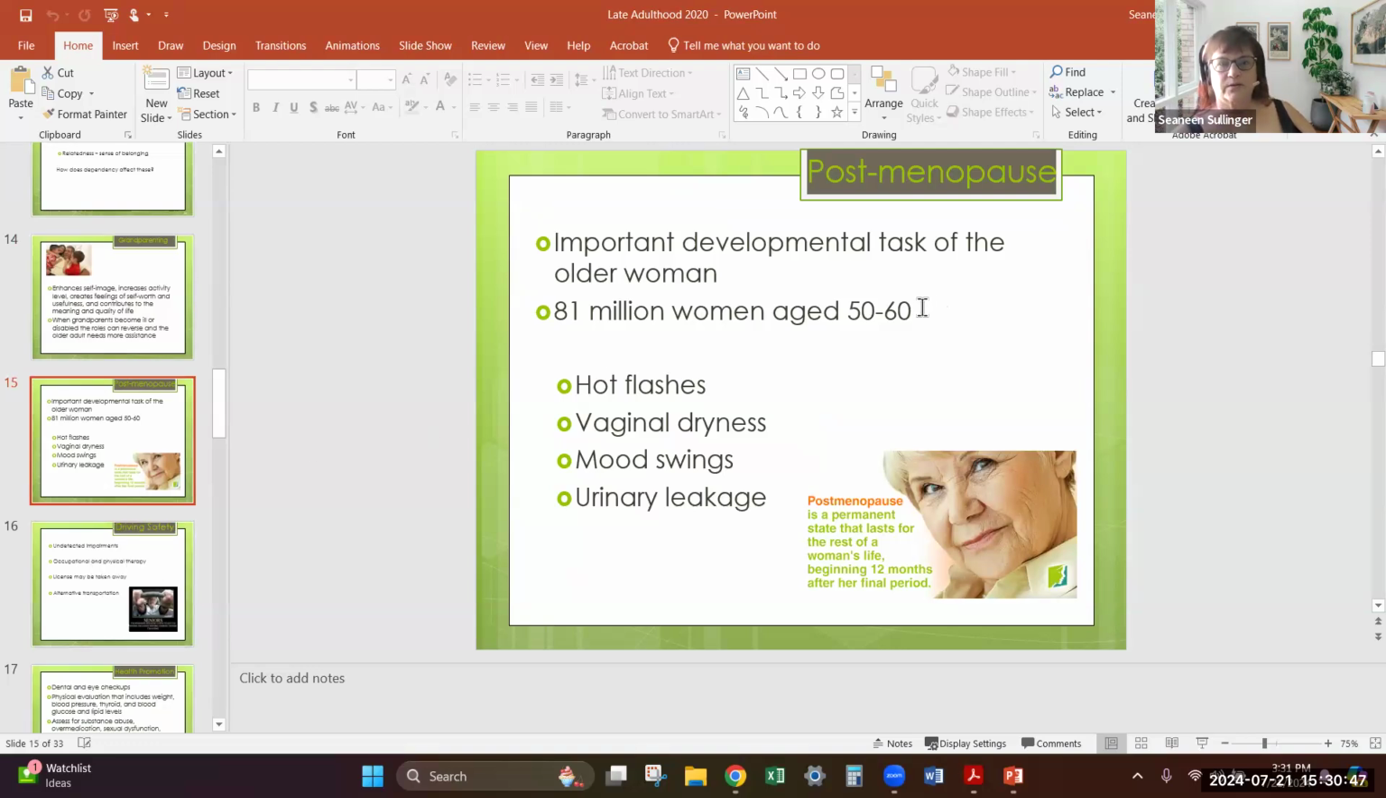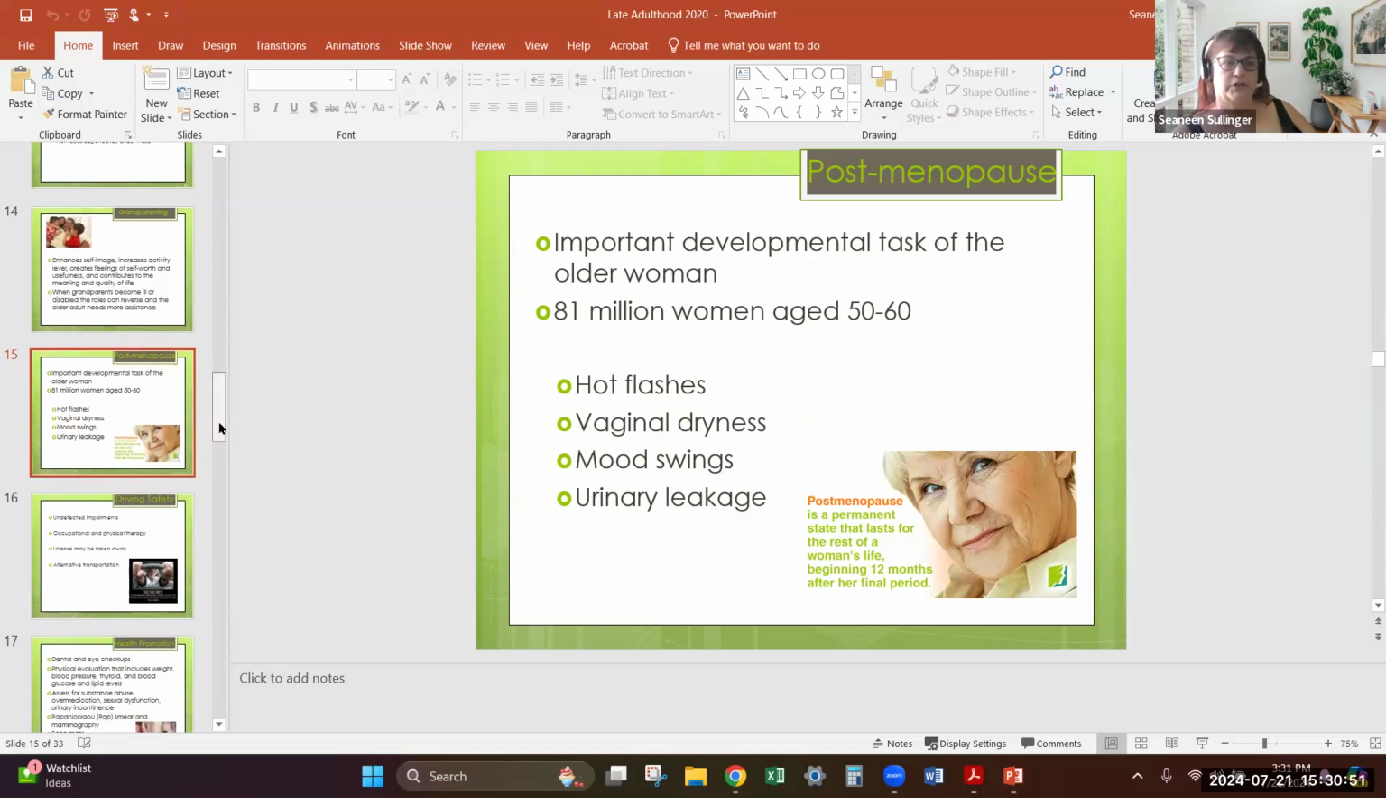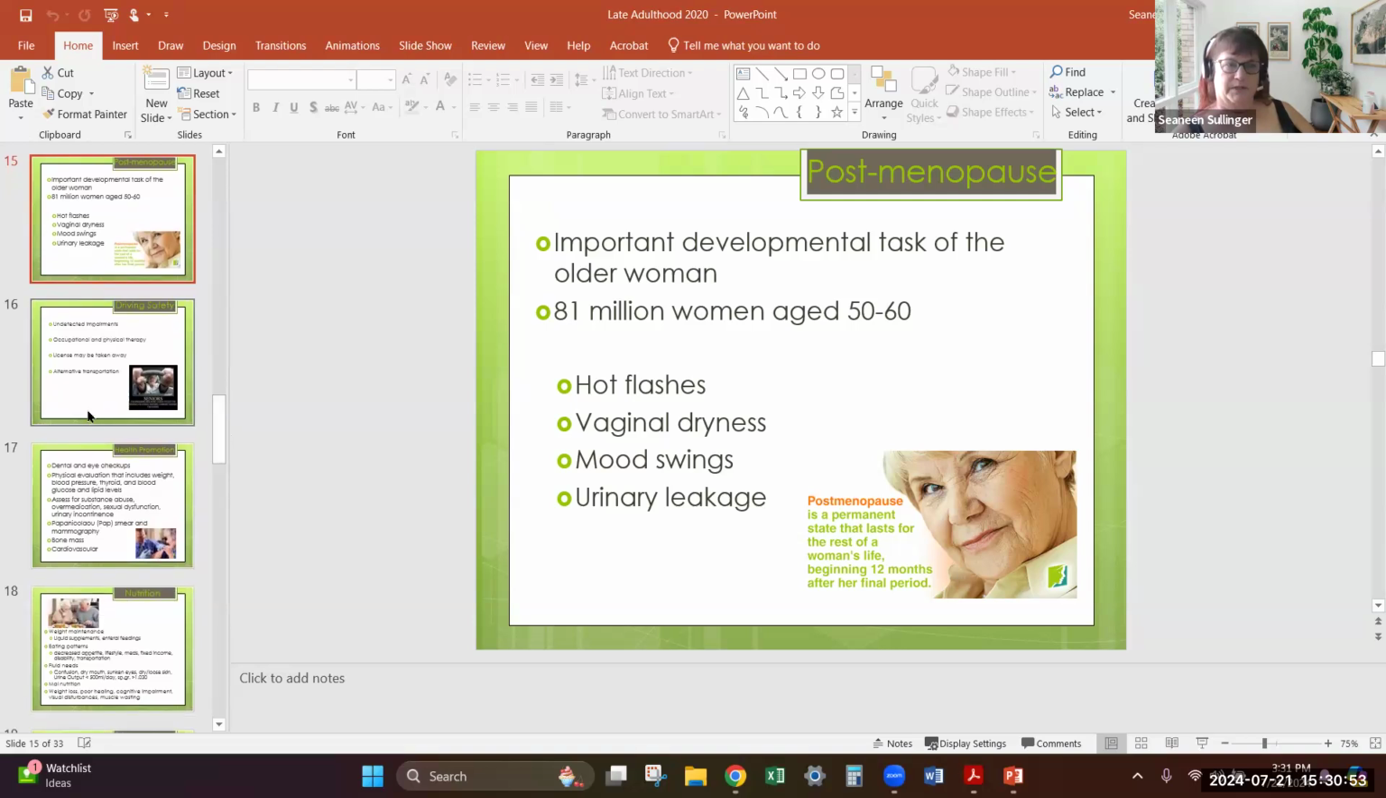So postmenopausal, we talked again about menopause and middle adulthood a little bit, but for sure, if you haven't experienced it in middle adulthood, it could be coming a little bit later. But that postmenopausal can be up to a year, sometimes longer, after cessation of the period. And so there's still a lot of symptoms that the woman can feel.